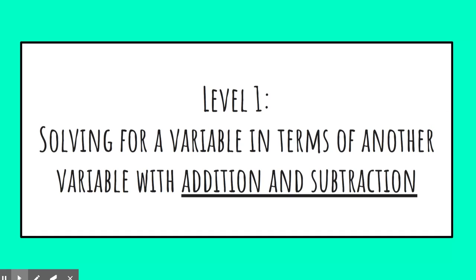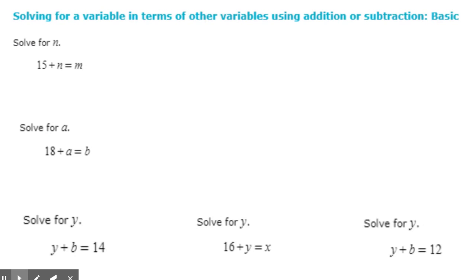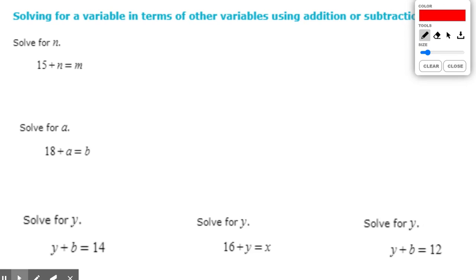So there's 3 levels to this assignment or to this Edpuzzle. Level 1 is solving for a variable in terms of another variable with addition and subtraction. So the first few problems that we're going to look at are going to focus on completing this task using the operations of addition and subtraction. Okay, so here we're going to start off with solving for n. Says solve for n, and we have 15 plus n is equal to m.